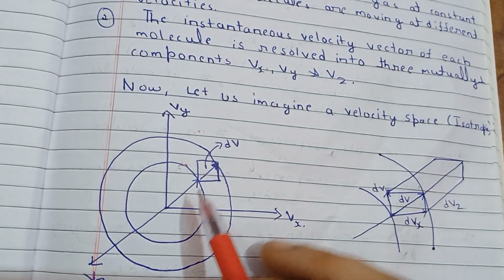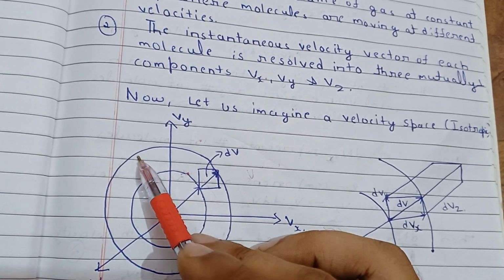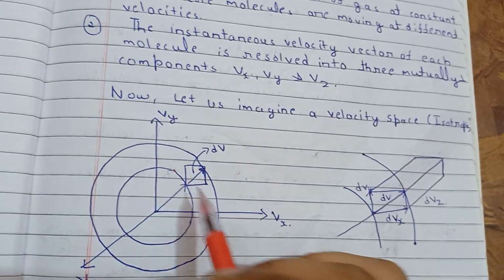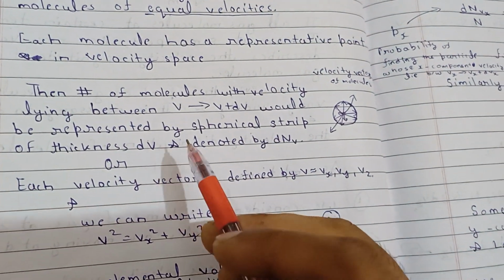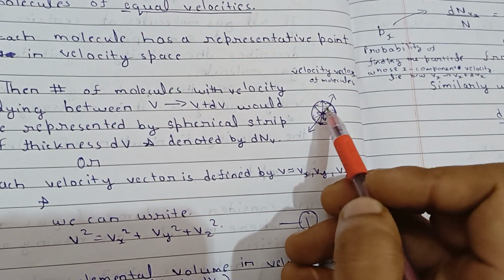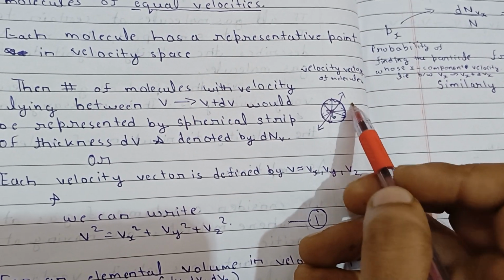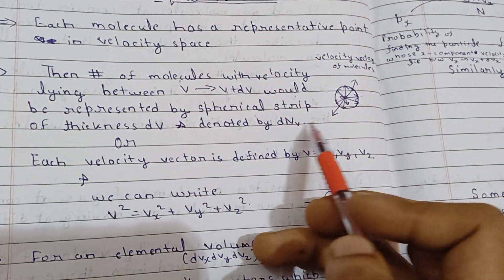Now the number of vectors dvx, dvy, dvz for each point inside this region between this and this will represent the total number of particles, and that will be this volume element, which we can represent by dN_v, and this will be a spherical strip. So each particle is represented by a vector, as you can see. Now the particles between this and this bigger sphere will give you the total number of particles between v plus dv, and this will be denoted by dN_v.